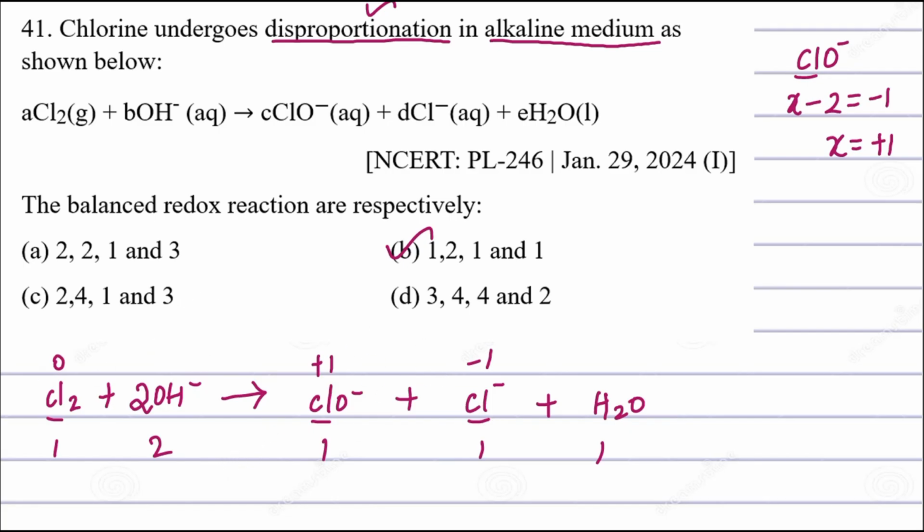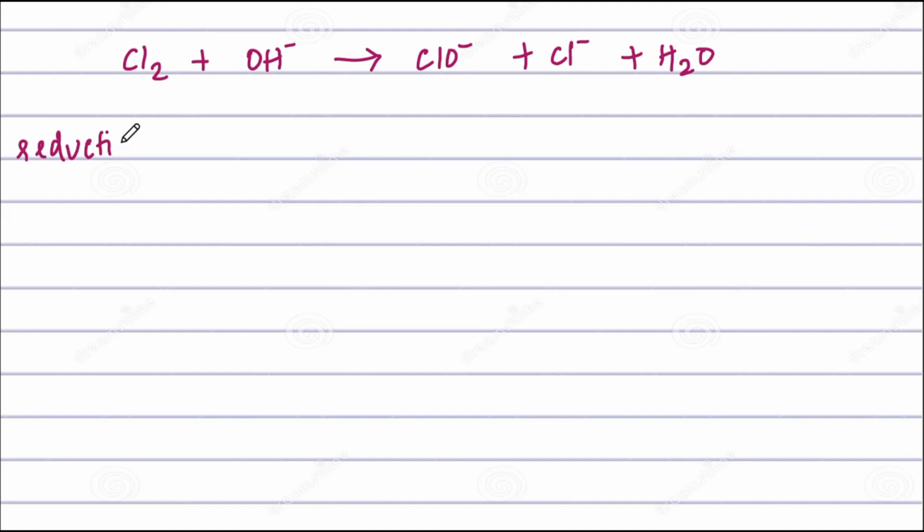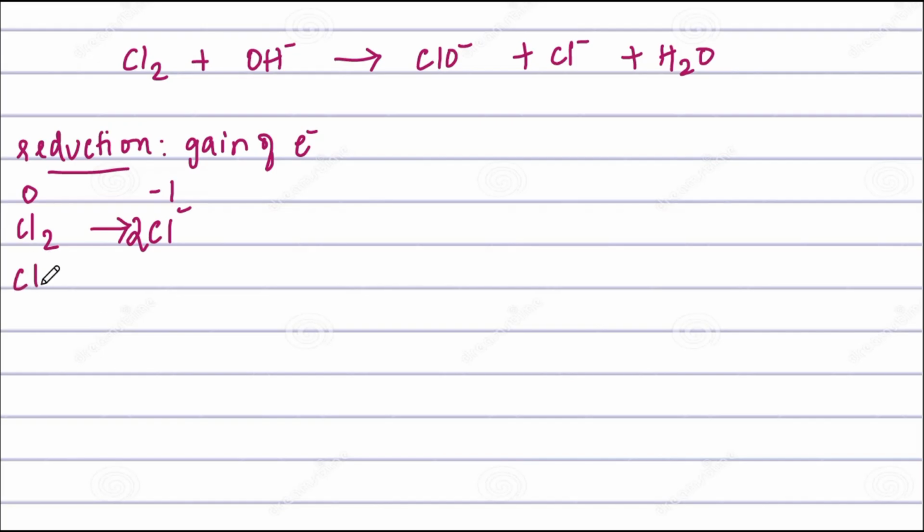Now I will also show the balancing of the half reactions. The given equation is Cl2 plus OH- gives ClO- plus Cl- plus H2O. First let us see the reduction half reaction. Cl2 is converted to Cl-. From 0 oxidation state it is decreased to -1. Reduction is gain of electrons. The difference is 1 electron. But you have to balance the number of chlorine atoms. The product has 2 Cl-. For 1 chlorine atom the difference is 1 electron, therefore for 2 chlorine atoms, 2 electrons are gained to give 2 Cl-.